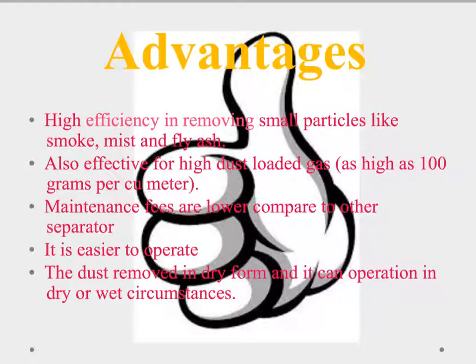Its maintenance fees are also lower compared to other separators. The next advantage is that it is very easy to operate compared to other separators. The dust can also be removed in dry form, and it can operate in dry or wet circumstances.